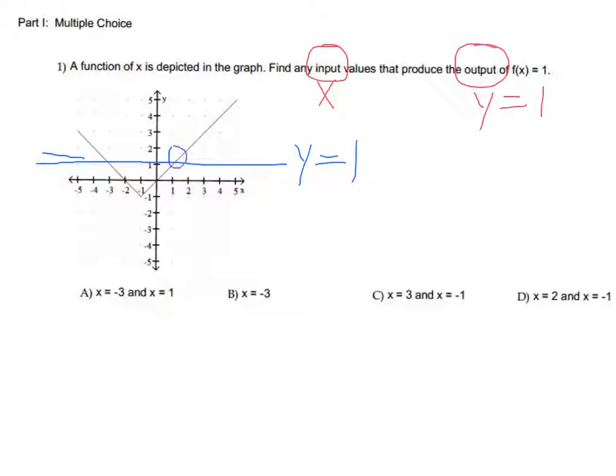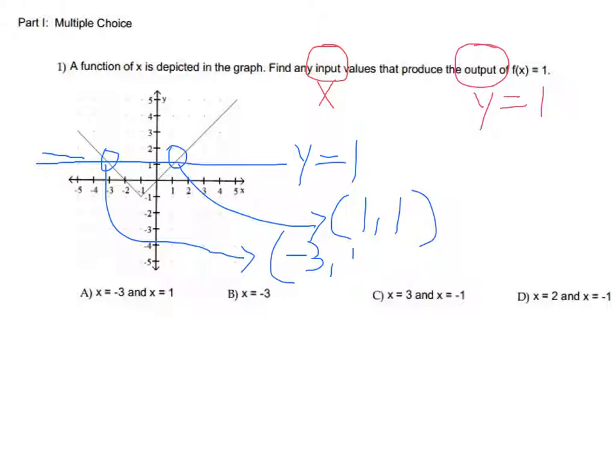And we notice 2 spots where that line crosses the graph. Let me highlight these spots. They are points, like 1, 1. And this is -3, 1. These are 2 points that are on the graph. So again, this point and this point. Those 2 points have the y value equal 1.